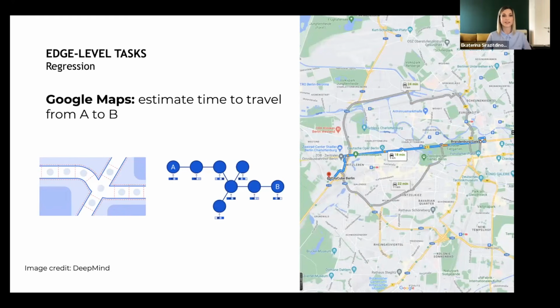This example I really like: regression on the edge level. I found it in a white paper published by DeepMind, where they explain how they estimate the time of travel from A to B. The way they do it is they take the whole route and subdivide it into chunks. Each chunk is basically a node in a graph. Then they estimate the values of the edges between these nodes, and by combining them together, they get a complete ETA estimation.